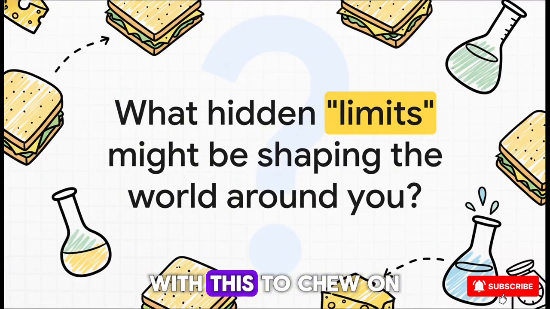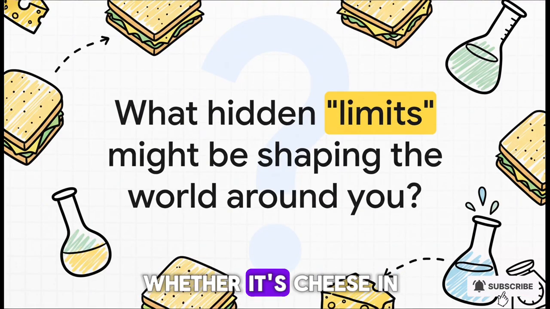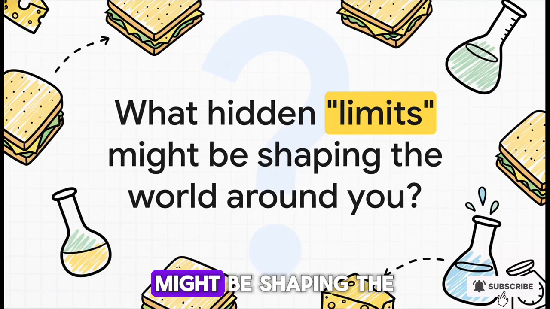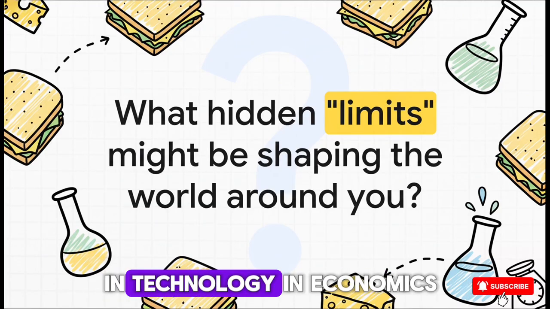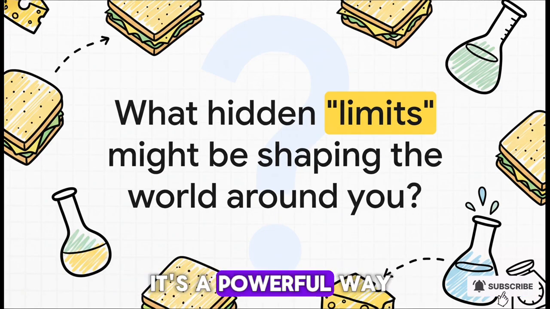So, I'll leave you with this to chew on. Now that you know how to spot a limiting ingredient, whether it's cheese in a sandwich or a chemical in a beaker, what other hidden limits might be shaping the world around you? In technology, in economics, maybe even in your own daily life. It's a powerful way of seeing the world.